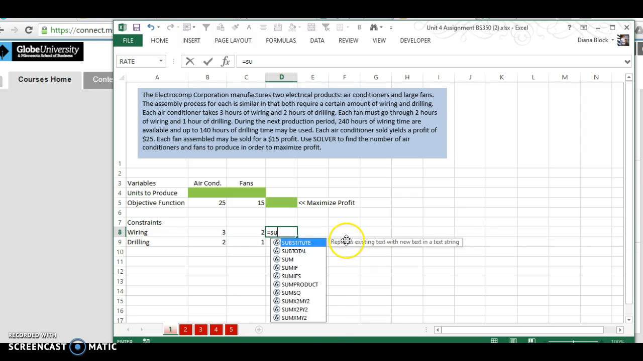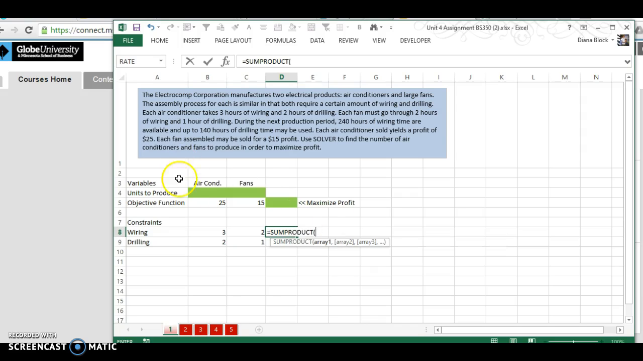So what we can do here is equal SUMPRODUCT, and SUMPRODUCT just means it's going to multiply a section times a section. What we've done here is we've said SUMPRODUCT, the number of fans and air conditioners we're going to produce, times the wiring and drilling time for each. That way, once Excel tells us how many to produce here, it'll automatically calculate how much total wiring time that's going to take. We're going to do the same thing for drilling.